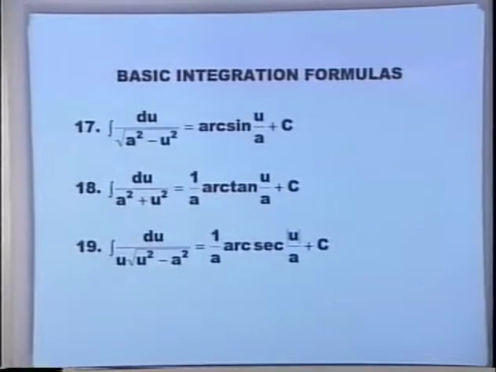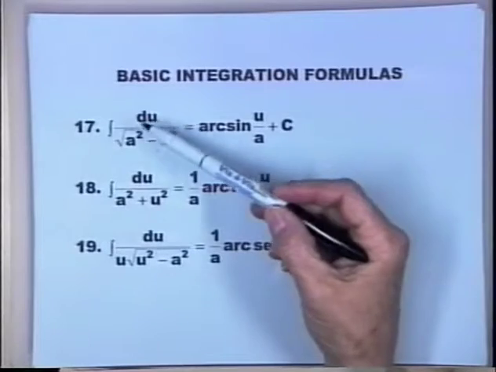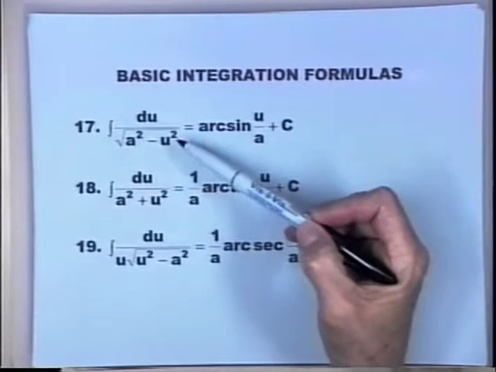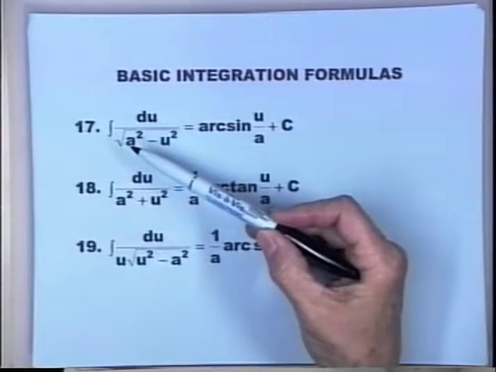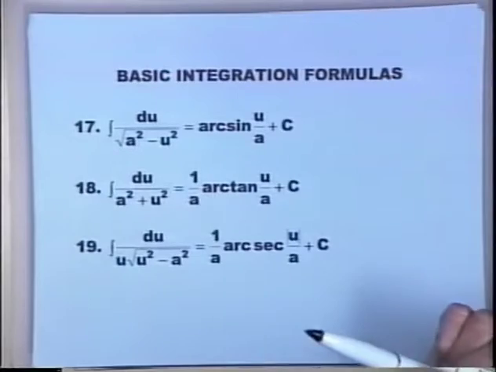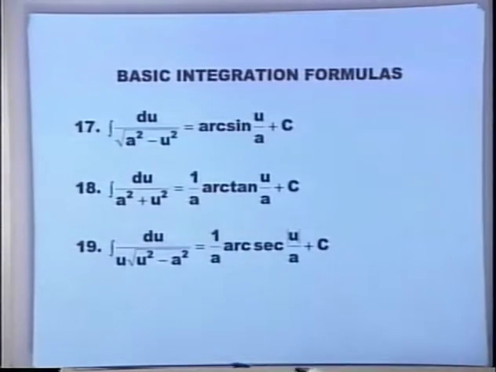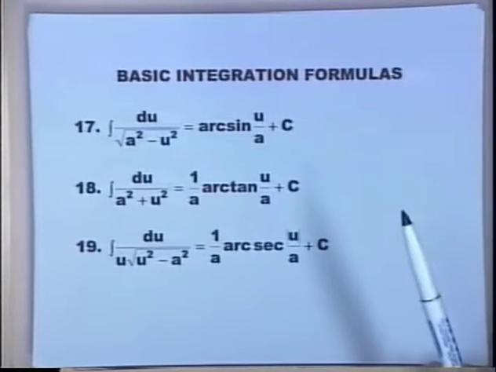And then these inverse trig function forms. The antiderivative of du over the square root of a squared minus u squared gives you the arc sine of u over a plus c. Remember, a is a constant. u is where your variable is. The du over a squared plus u squared form gives you 1 over a arc tangent u over a plus c.